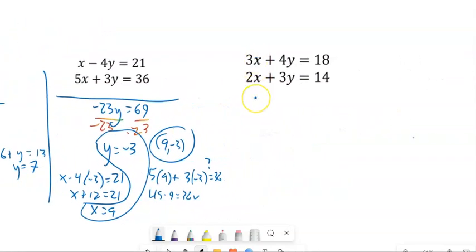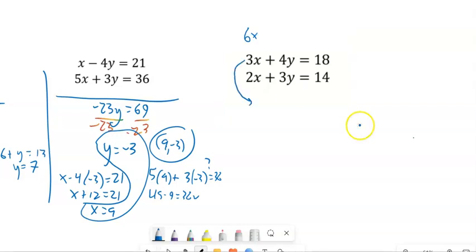All right, one more. Look at this one. There's no easy fix here. This is a 3x, this is a 2x, this is a 4y, this is a 3y. But I can make this happen. I'm just going to decide if I want to get rid of x or y. That decision's mine. Either way it's going to work. I notice I have a 3x and a 2x. If I made these both 6x's, then I could do some subtraction.